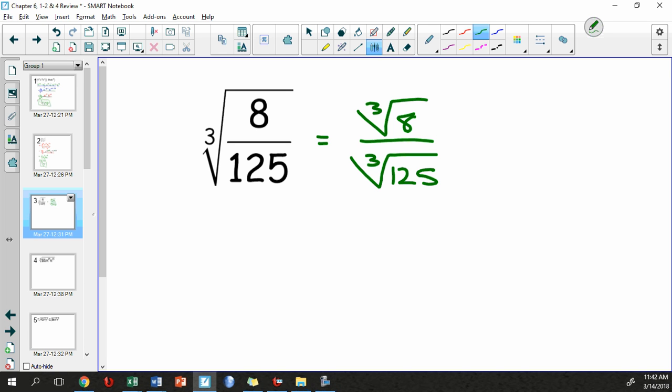One number multiplied by itself 3 times is 8. One number multiplied by itself 3 times is 125. Excellent job. My answer is 2/5. Super easy, right?